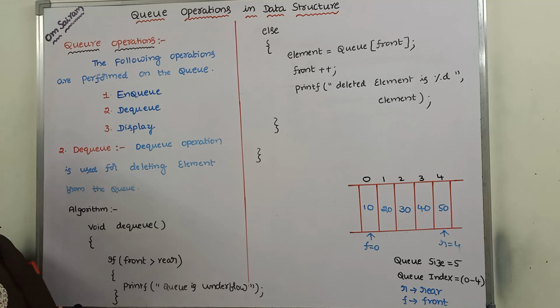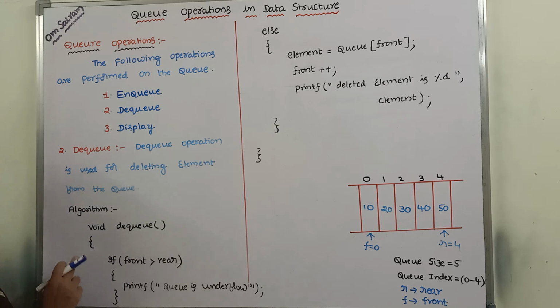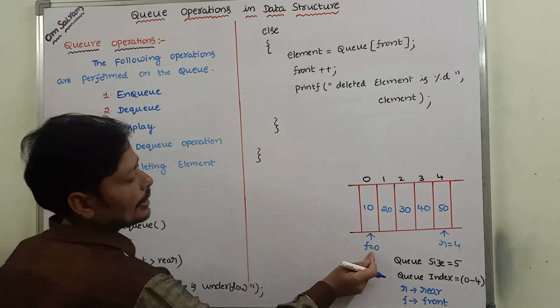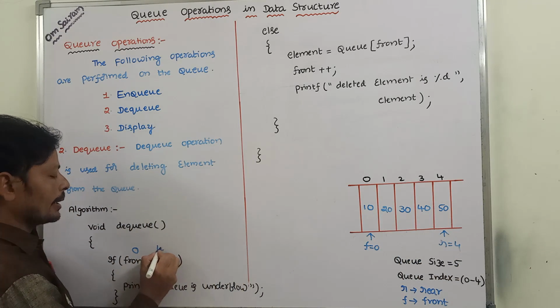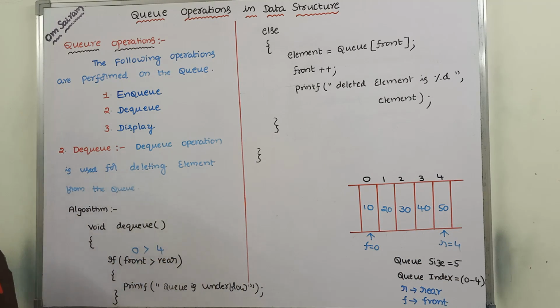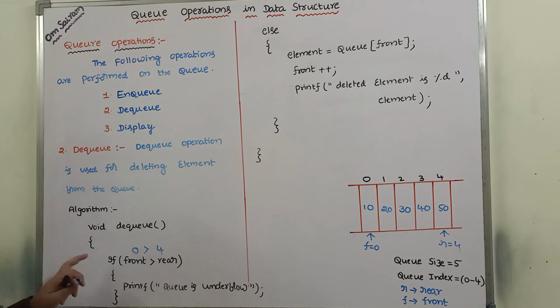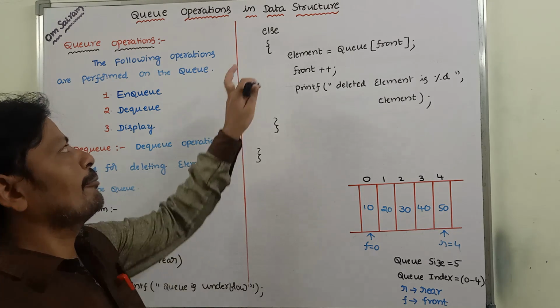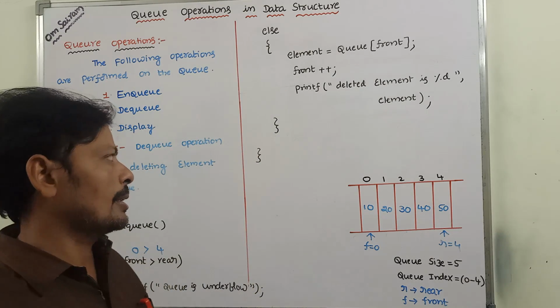Void dequeue. Dequeue operation does not return anything, so that we have to write void before the dequeue function. Brace begin. If front greater than rear, what is the front value here? 0. What is the rear value here? 4. 0 greater than 4. Condition false. If this condition is false, then the control goes to the next statement after the if block. So after the if block, else statement is there. The statements within the else block are executed.